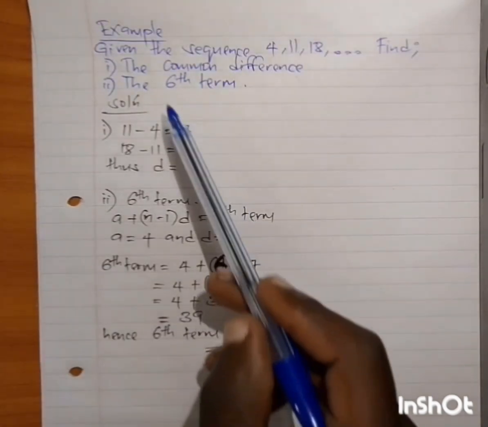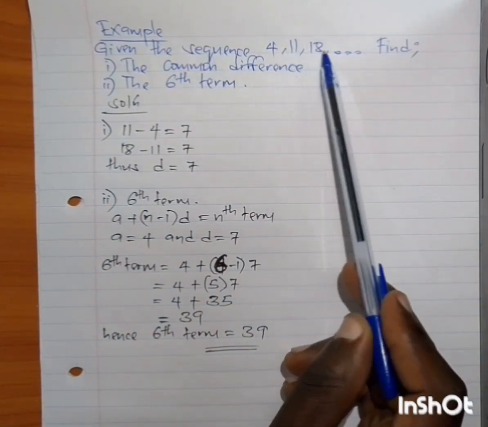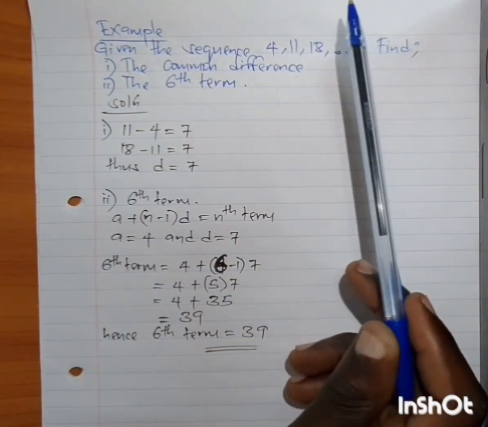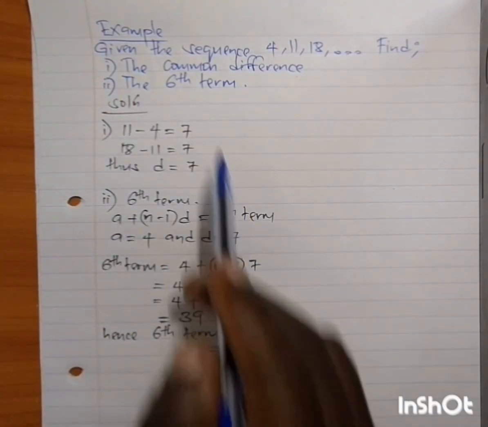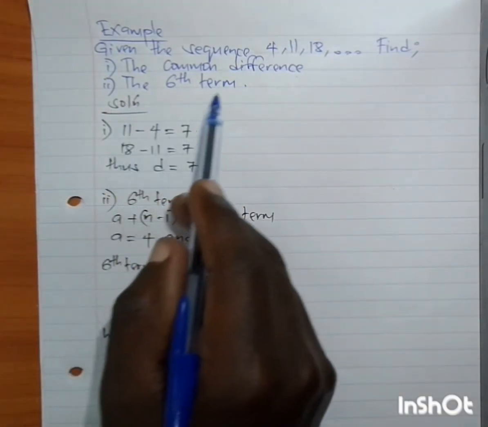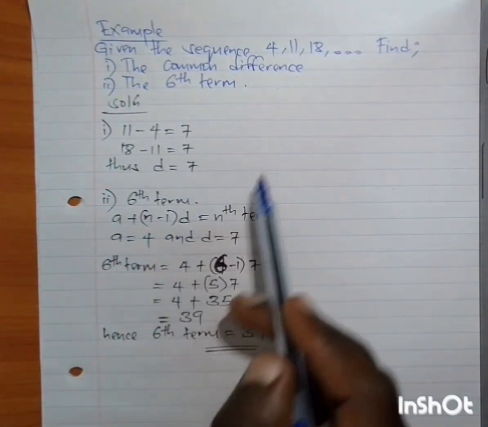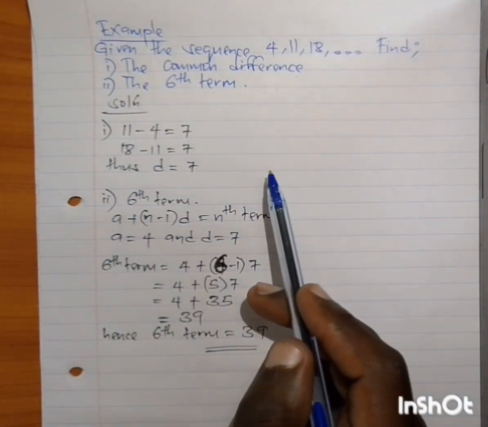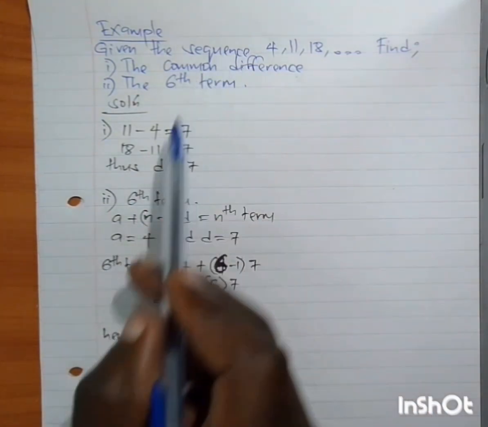So we have an example. Given the sequence 4, 11, 18, and it continues that way, they tell you to find the common difference. And in part 2, they tell you to find the sixth term. So how are we going to find the common difference and the sixth term? The first step is to find the common difference.